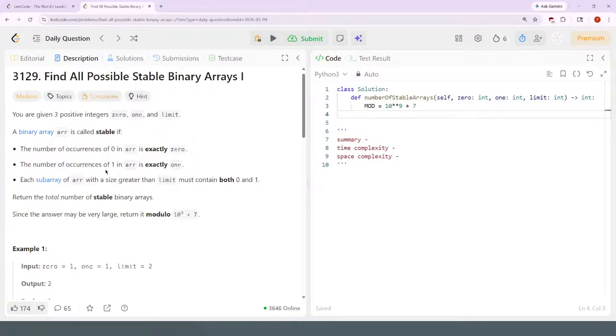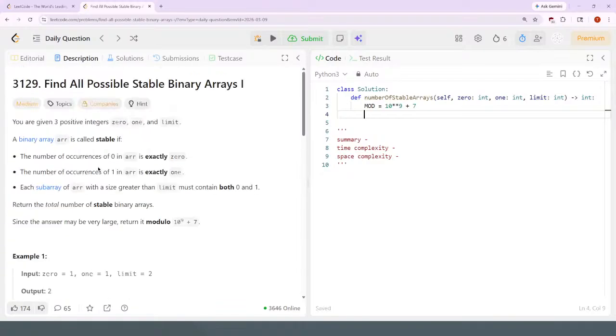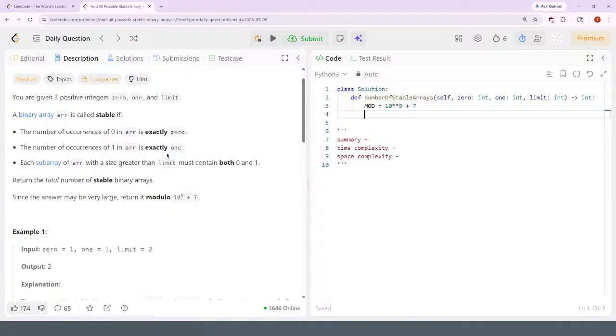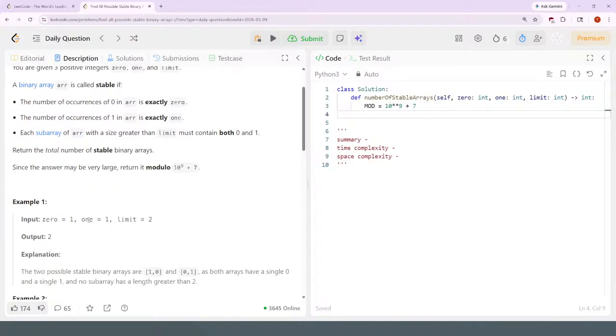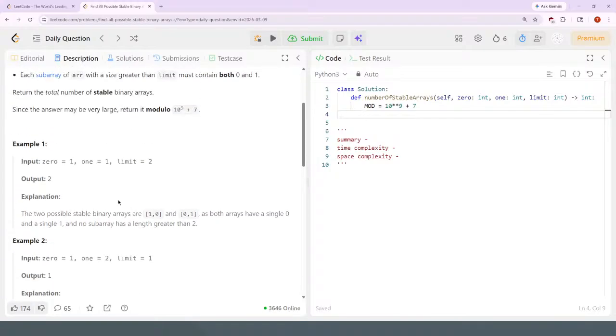Okay, so find all possible stable binary arrays. So zero is 1, one is 1, limit is 2. So the size must be greater than or equal to limit. Size greater than limit must contain both 0 and 1. Each subarray. I really don't understand this.